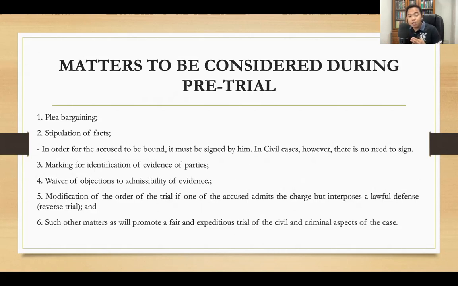That is what we call modification of the trial. Instead of the prosecution presenting the evidence first, it's going to be the defense presenting its lawful defense. Because again, when the accused interposes a lawful defense, there will be a reverse trial. And the allegations of the information had already been admitted by the accused. Okay.